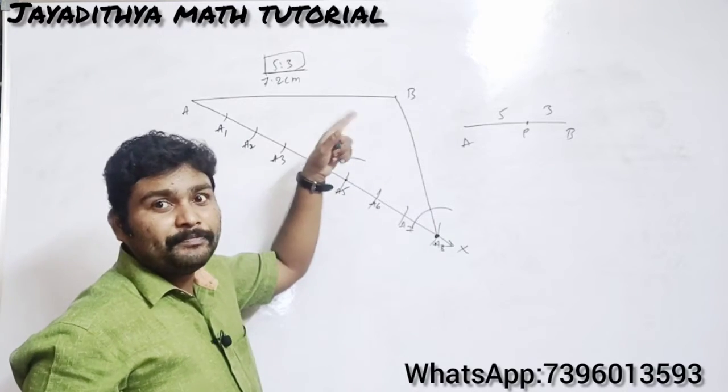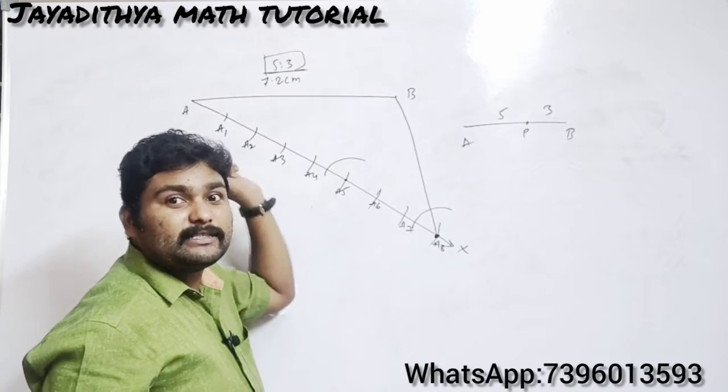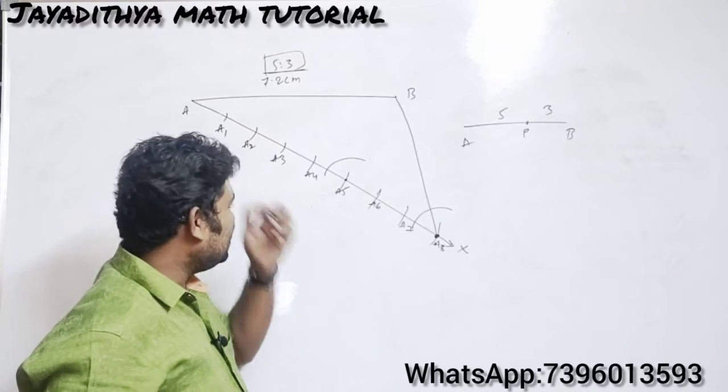Why? Because we want 5:3. If it is 4:4, you will be taking at 4. If it is 3:5, you will be taking at 3. So you should understand it like that, right?